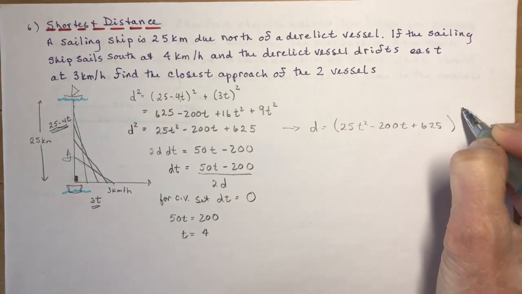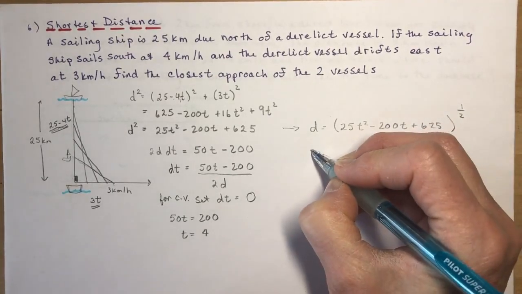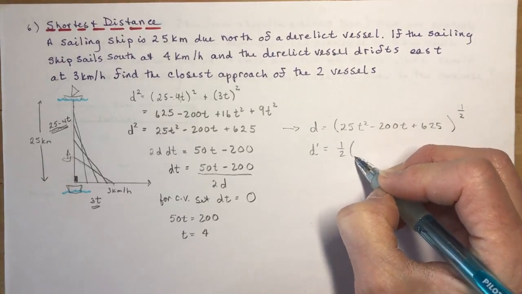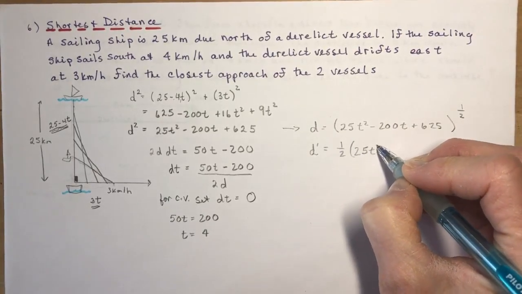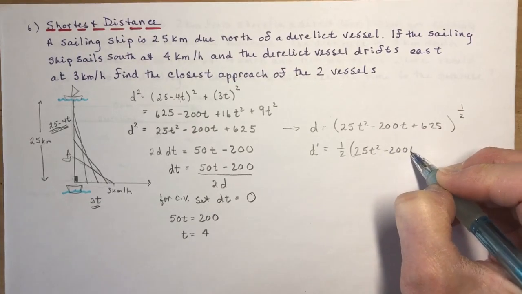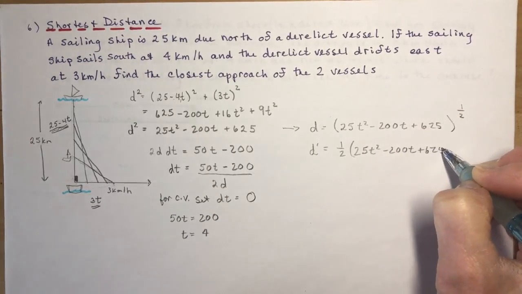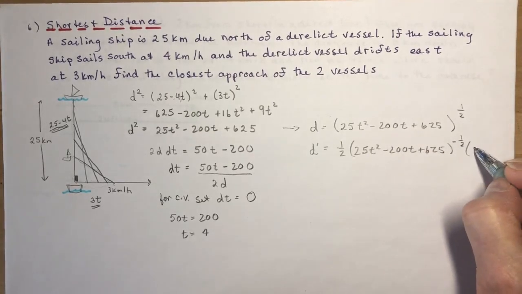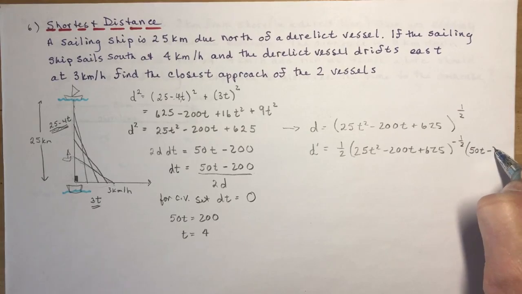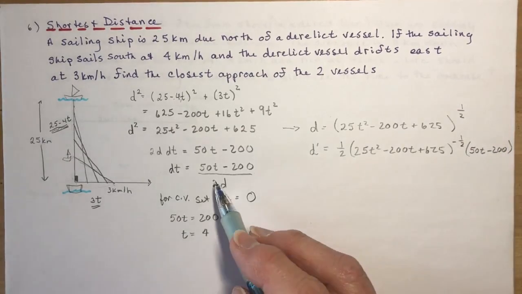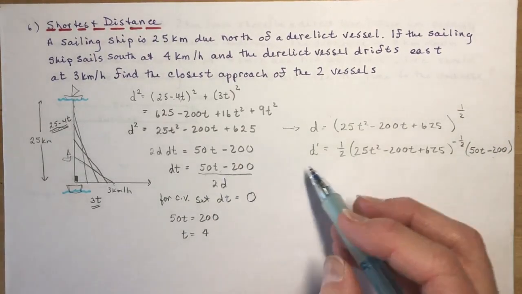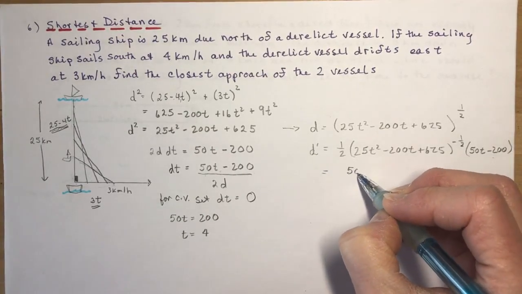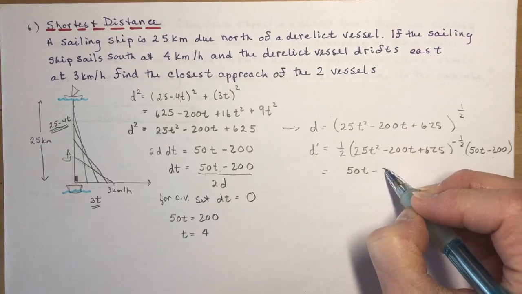So if I write that to the half power, and now I take the derivative, so I'll say d prime, that would give me 1/2 (25t squared minus 200t plus 625) to the minus 1/2, and the derivative of the inside, don't forget. So that's going to be 50t minus 200. And I think you can see right away that that's the same number that is here. And if I simplify this or just straighten it out a bit here, I would have 50t minus 200.